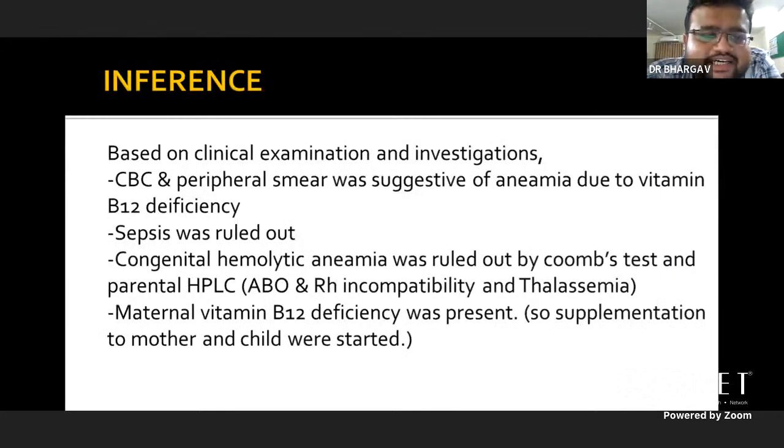Inference: based on the clinical examination and investigations, CBC and peripheral smear were suggestive of anemia due to vitamin B12 deficiency. Sepsis was ruled out. Congenital hemolytic anemia was ruled out by Coombs test and parental HPLC. So there was no ABO and Rh incompatibility and no thalassemia. Maternal vitamin B12 deficiency was present. So we have started supplementation to the mother and child.